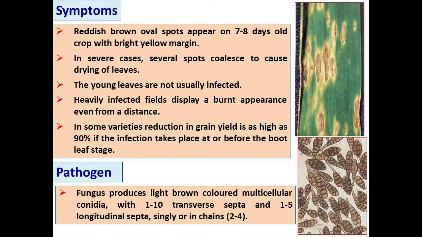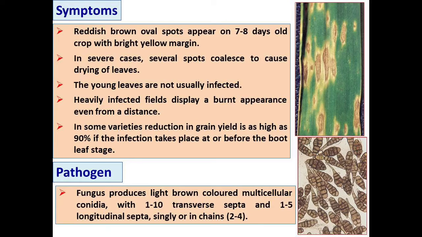This pathogen overwinters or oversummers in plant debris inside the soil. The primary source of infection is externally and internally seed-borne conidia, and the secondary source of infection is always wind-borne conidia. A temperature of around 25 degrees Celsius and high relative humidity are most favorable for development of this disease.